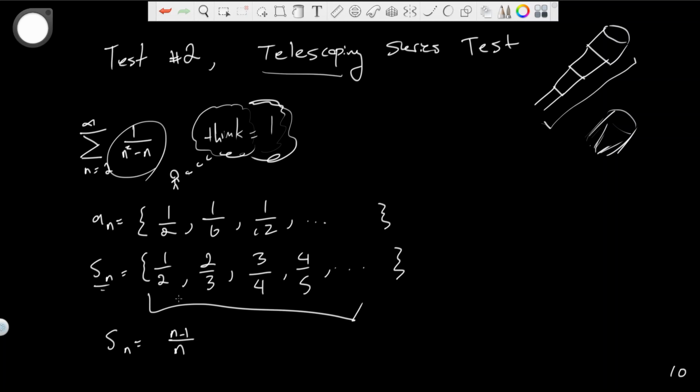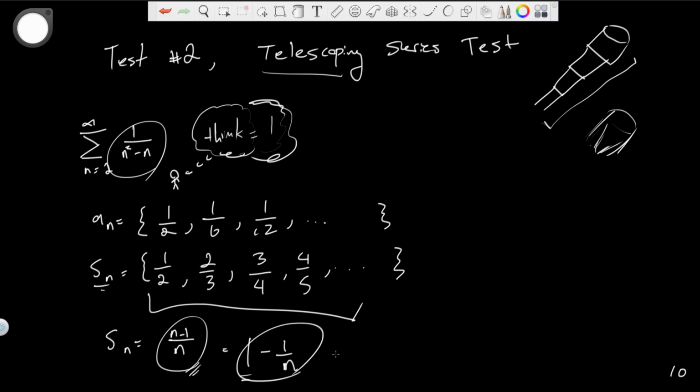The nth term, it looks like it's going to be n minus 1 over n, right? Because when I plug in 2, I get 2 minus 1, 1 over 2. When I plug in 3, I get 2 over 3. When I plug in 4, I get 3 over 4. This looks like the rule. And if I simplify this a little bit, I'm going to get 1 minus 1 over n. Okay, and I can take the limit of this. I'm going to get 1. How can I show that this is actually the rule? This is a conjecture.